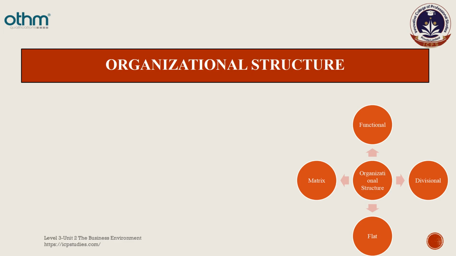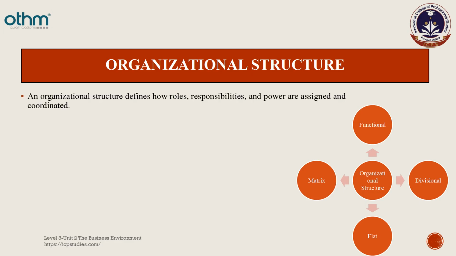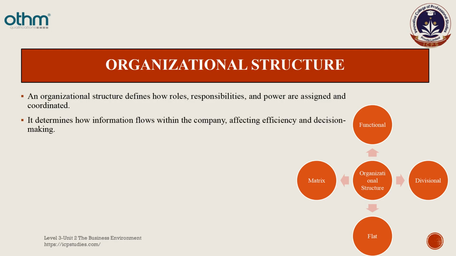So first we have to understand what is organizational structure. Organizational structure basically defines how the responsibilities, roles, and powers are assigned and how they are coordinated in the organization. It also determines how information flows within the organization, affecting the efficiency and decision making of the company.